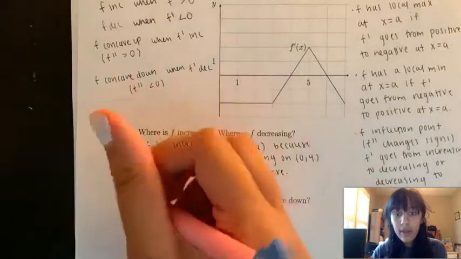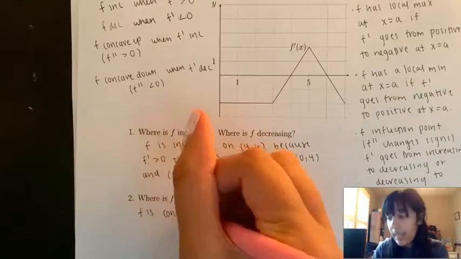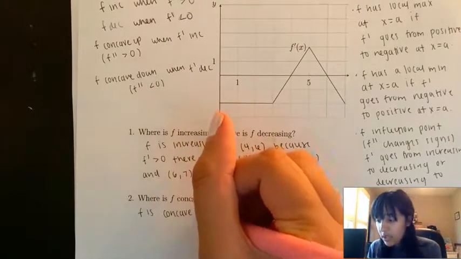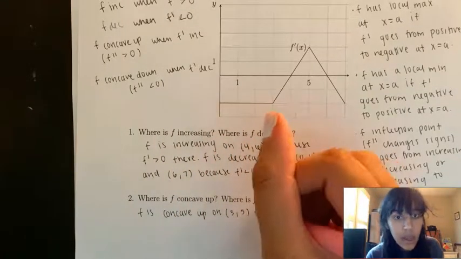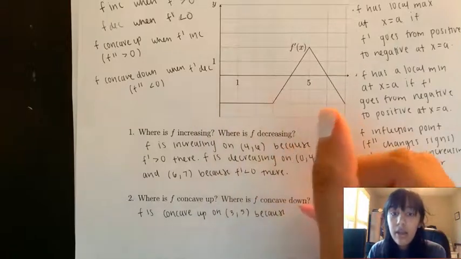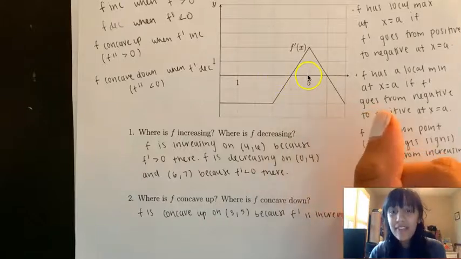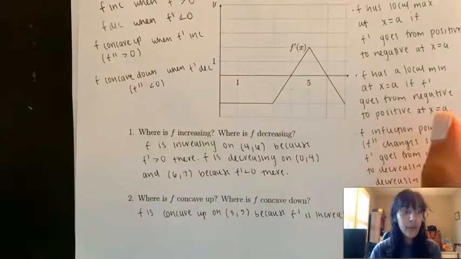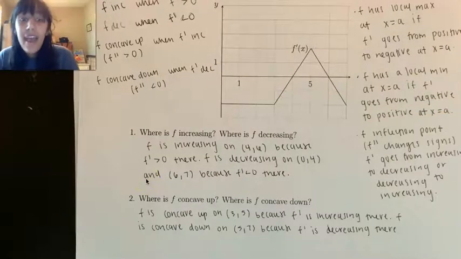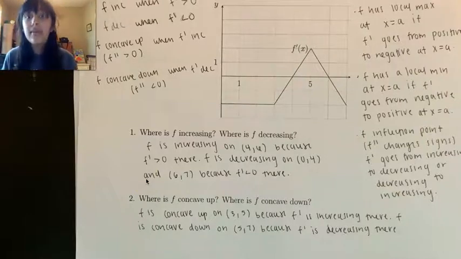So I'm showing the graph again, and now we're going into question 2, which is asking where is f concave up and where is f concave down. So f is going to be concave up on the interval of 3 to 5, because that's when f prime is increasing. So it's increasing from here to here.